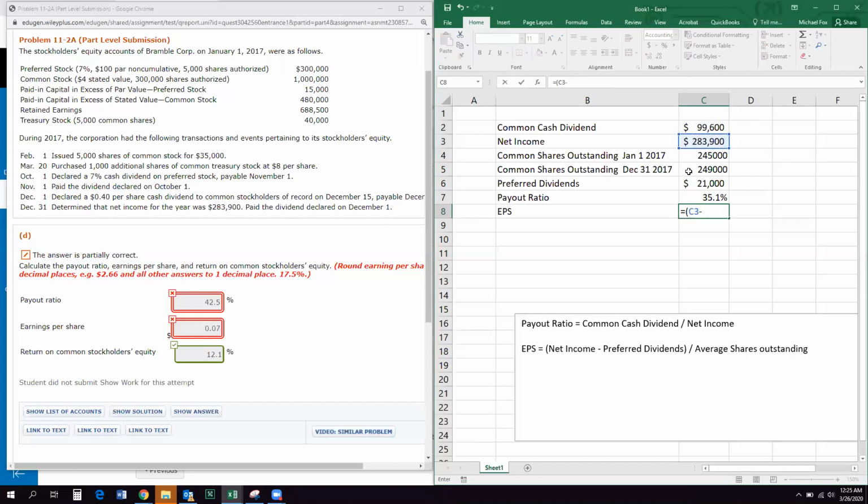And then to find our earnings per share, we're going to take our net income minus our preferred dividends. And we're going to divide that by our average shares outstanding, which is just our common shares outstanding at the beginning of the year, plus common shares outstanding at the end of the year, divided by 2. So our earnings per share is $1.06.